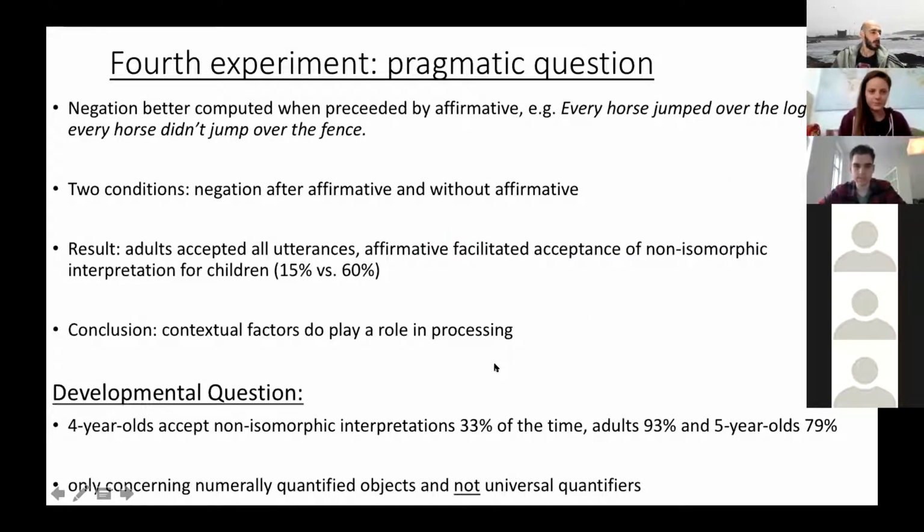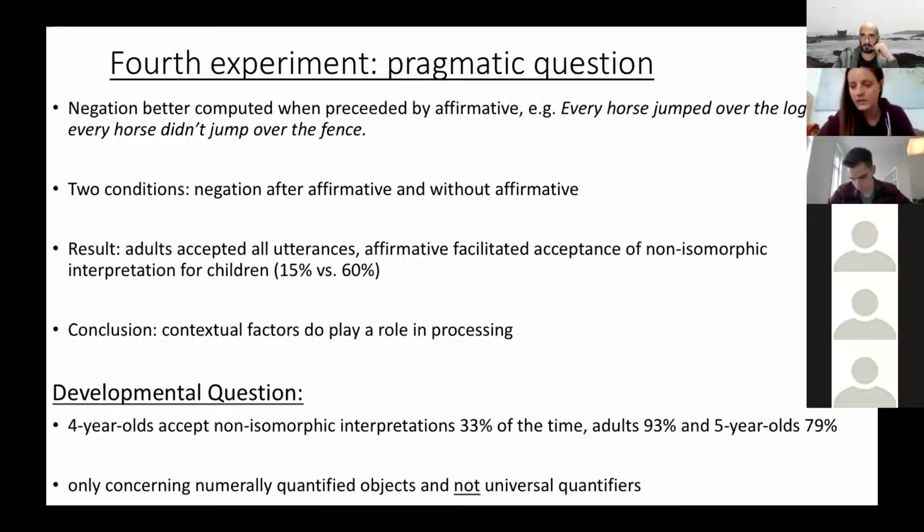The 4th experiment was quite an interesting one, where they tried to find out about pragmatics concerning isomorphism. And we probably all know that negation is better computed when preceded by an affirmative. For example, we have a sentence like, every horse jumped over the log, but every horse didn't jump over the fence. We can more easily interpret this as a non-isomorphic interpretation than if we only had the sentence, every horse didn't jump over the fence.